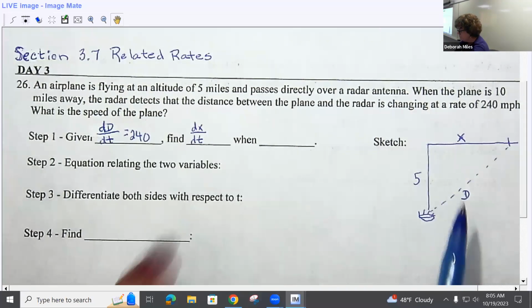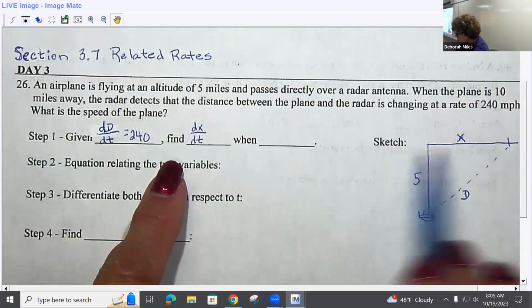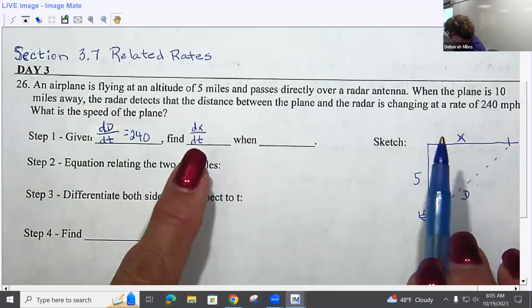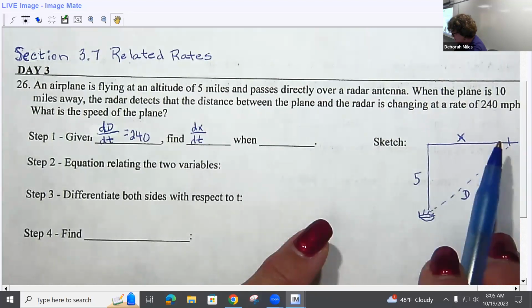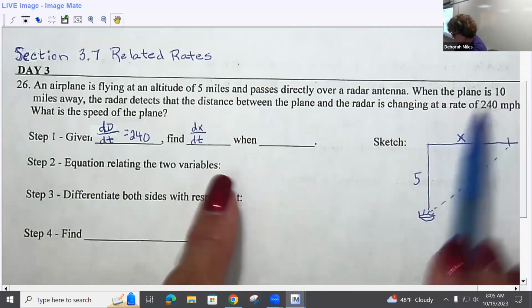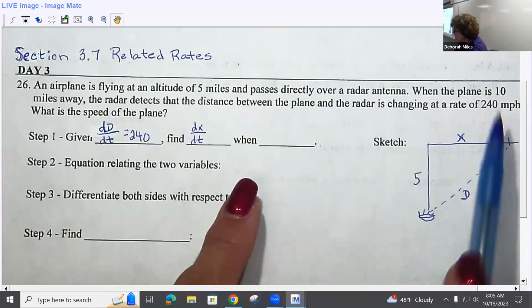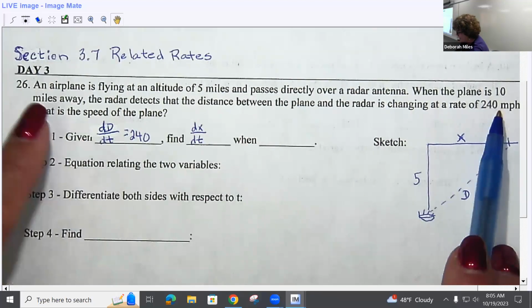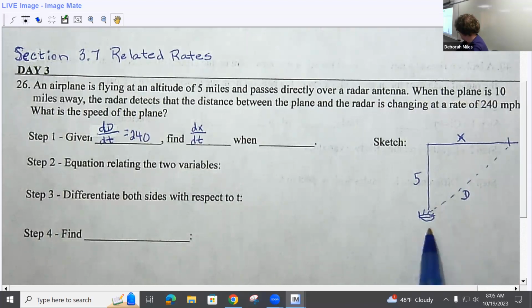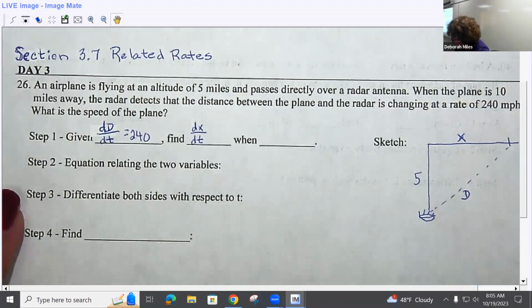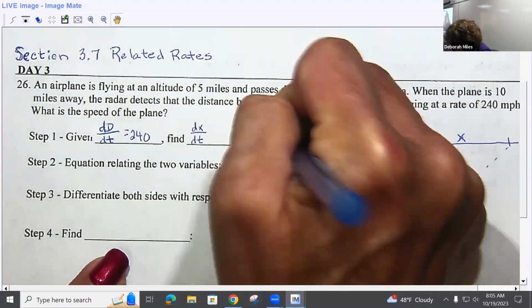The speed of the plane is the change in x with respect to time, and we're supposed to find that when, what's this other number we're given? Do I need another variable for it? The plane is 10 miles away. So 10 miles away from what? Is it x being 10 or is that D being 10? 10 miles away from what? From the radar. 10 miles away from the radar. So that's when big D is 10.